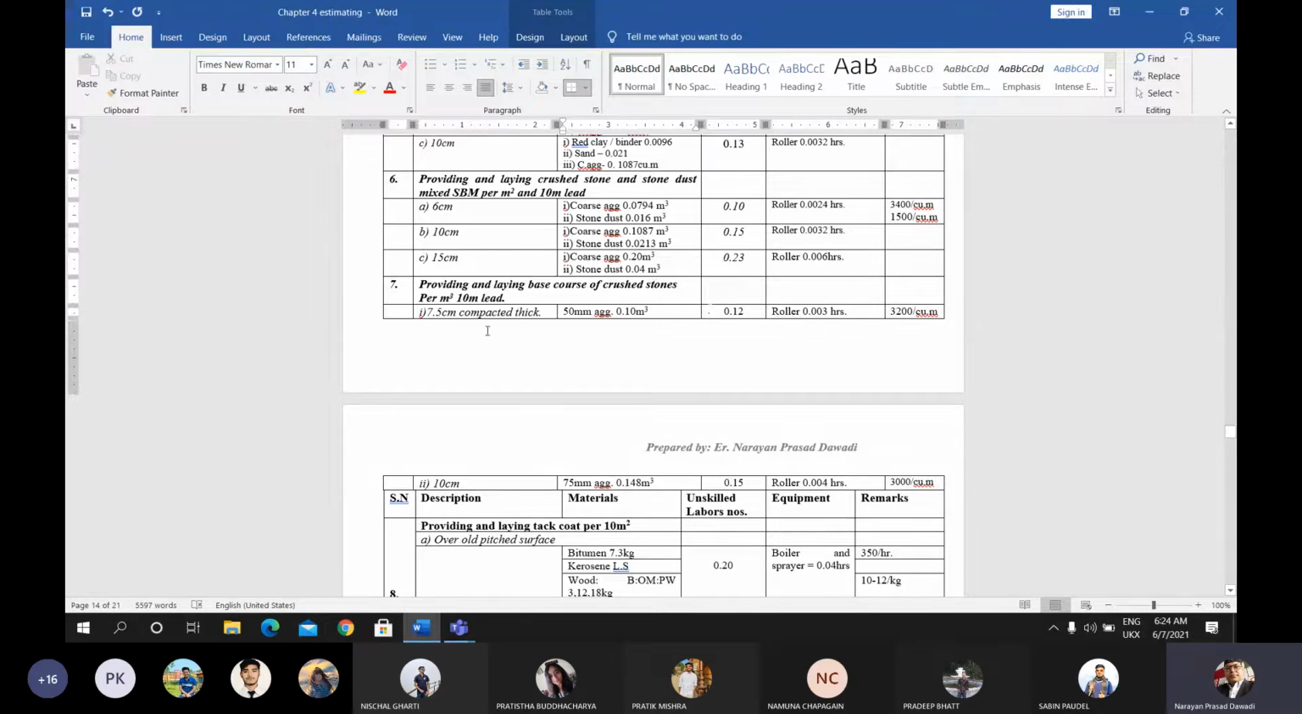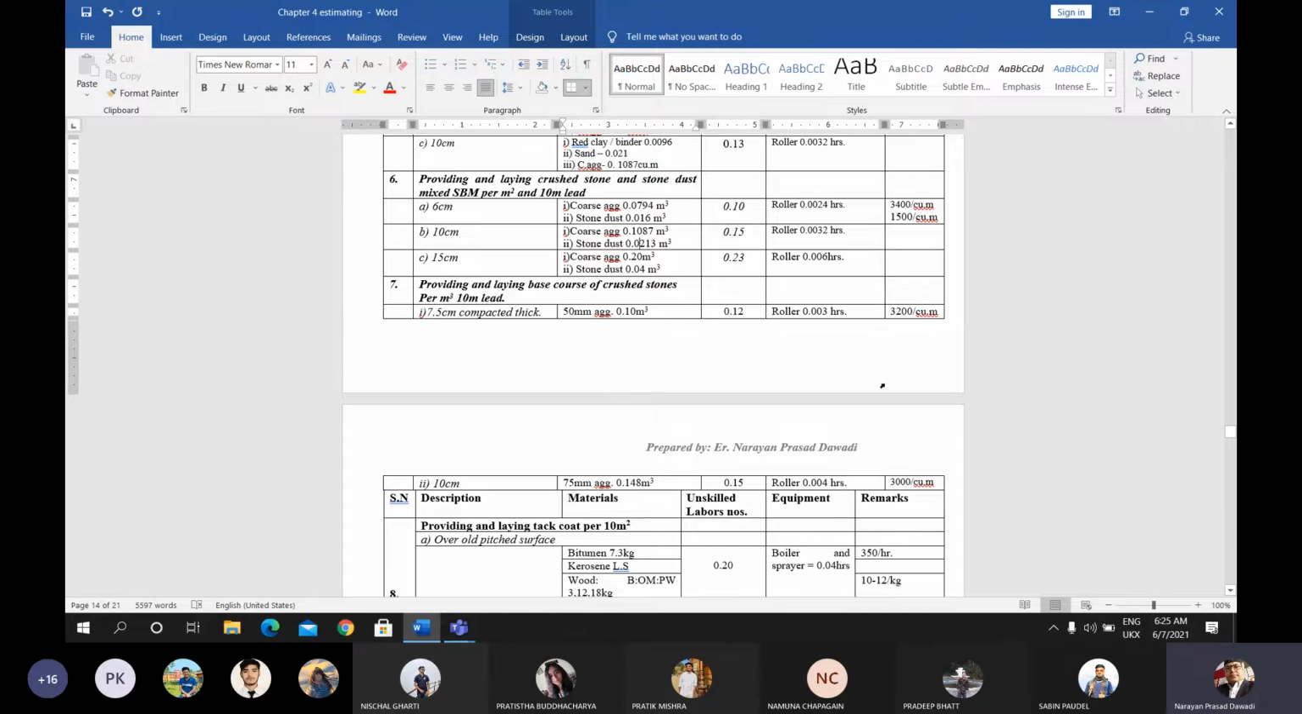For 7.5 centimeter compacted thickness, the gravel size must be below the 50 mm aggregate. That size may be used for the 7.5 centimeter compacted thickness as 0.10 meter cube. And for providing 10 centimeter depth of the base course with the cross section aggregate, 75 mm size aggregate is used, whose volume is 0.148 meter cube.